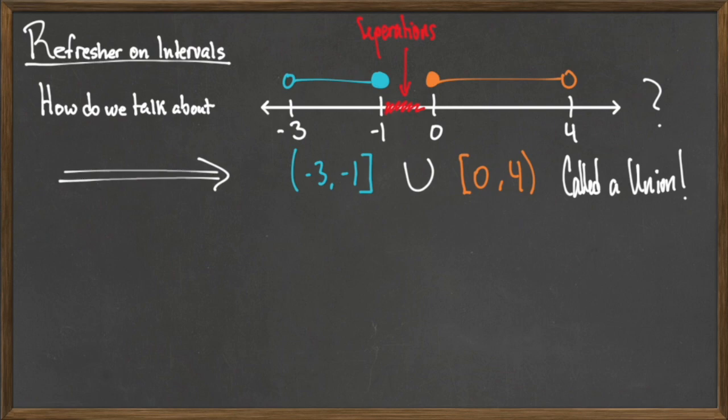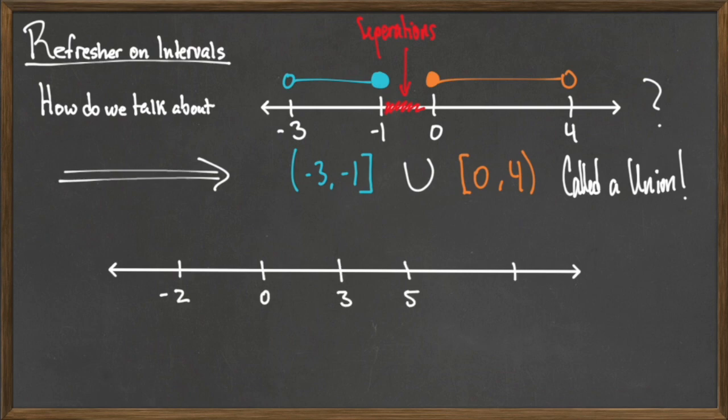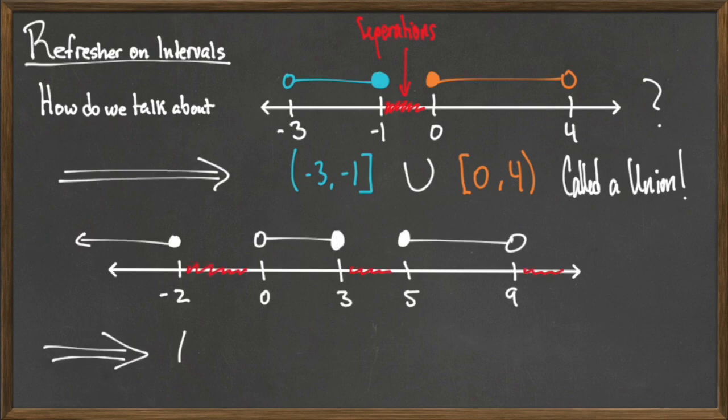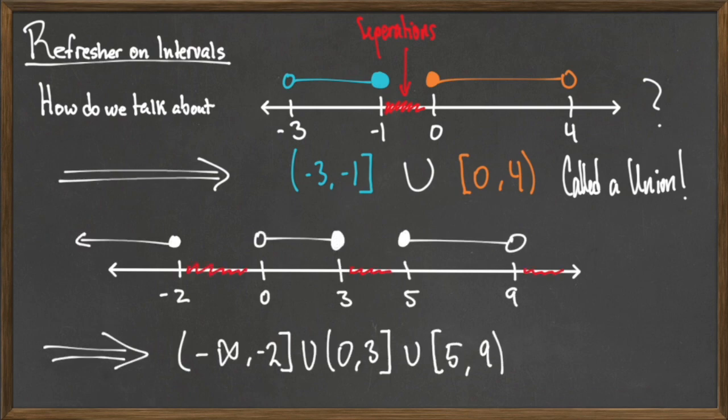Another example would be the following. If I've got the interval from -infinity to -2, then 0 to 3, then 5 to 9, then I can write that in the following way. Again, this portion of the video was pretty brief, but we are assuming that a Mat 130 student does have some familiarity with intervals. But if you do need a bigger refresher on this, please reach out to your instructor.